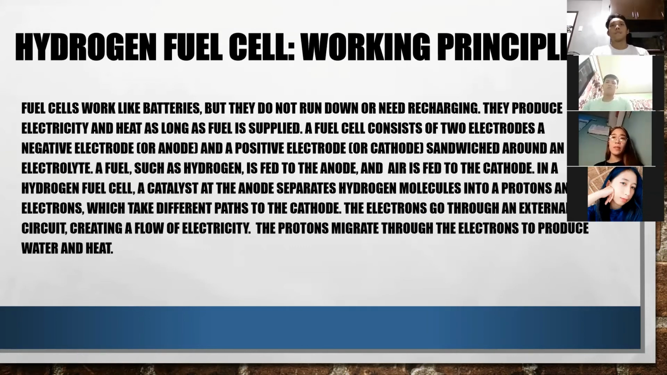So fuel cells work like batteries, but they do not run down or need recharging. They produce electricity and heat as long as fuel is supplied. A fuel cell consists of two electrodes, a negative electrode or anode, and a positive electrode or cathode, sandwiched around an electrolyte. A fuel, such as hydrogen, is fed to the anode, and air is fed to the cathode. In a hydrogen fuel cell, a catalyst at the anode separates hydrogen molecules into protons and electrons, which take different paths to the cathode, and then the electrons go through an external circuit, creating a flow of electricity. The protons migrate through the electrolyte to produce water and heat.